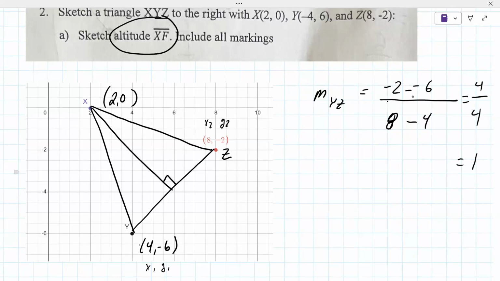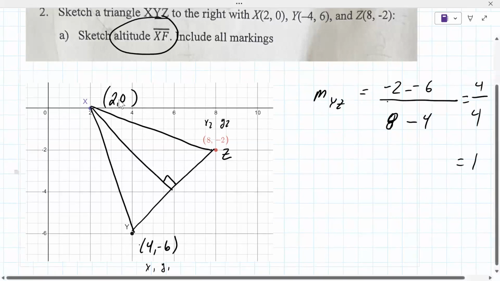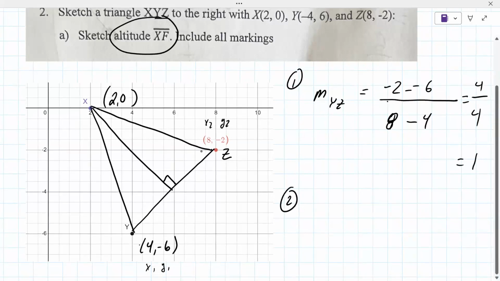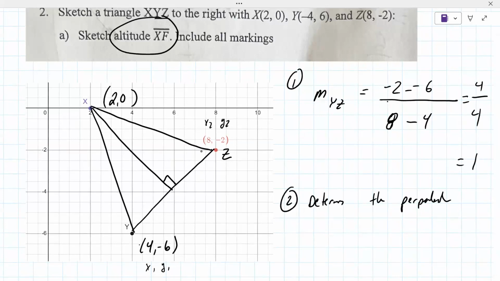One thing I don't like about Desmos is it doesn't default to a scale of 1. It should for students, but the slope is 1 here. It's going up 1 over 1 and so on. Okay, that's step 1. Step 2 is to determine the perpendicular slope to 1.